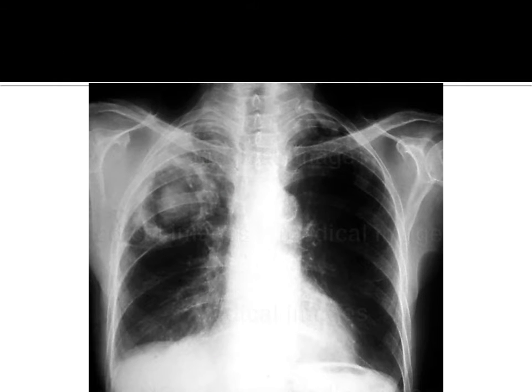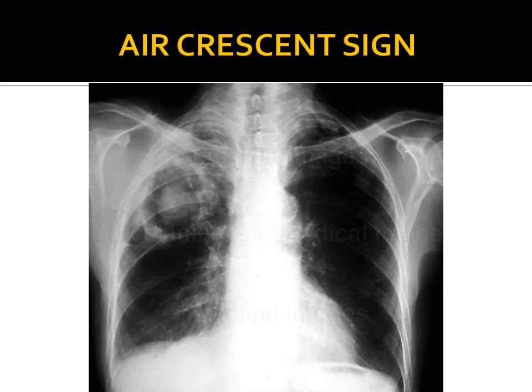So this is the next case where we can see an irregular thick-walled cavity with a homogeneous soft tissue component, which is surrounded by a lucency, that is a peripheral halo of air. So this is known as the air crescent sign. It is classically seen in aspergilloma. However, we may also see this sign in hydatid cyst, in which the pericyst ruptures into the adjacent bronchi.